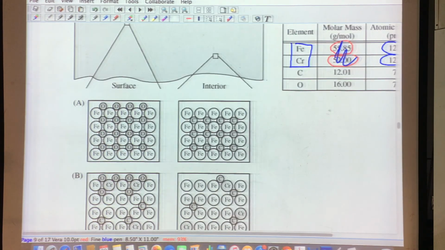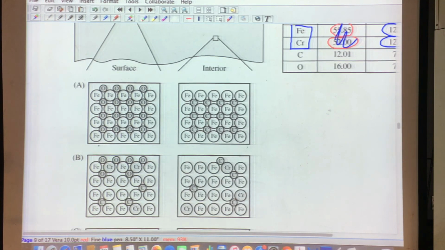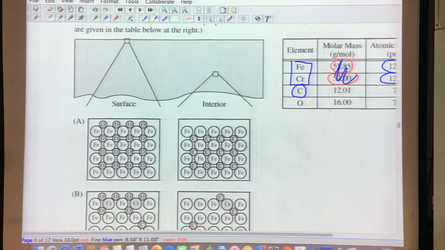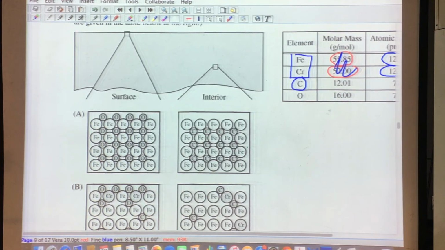Now, where would carbon go? Well, carbon, for the same reasons, is smaller in terms of its atomic radius. So with the carbon, we make steel, we use carbon, and carbon goes in between the irons and or the chromiums because it can fit in there. We call this an interstitial alloy, but we're putting both of these together. And what the question is really asking is, which of the drawings is correct?